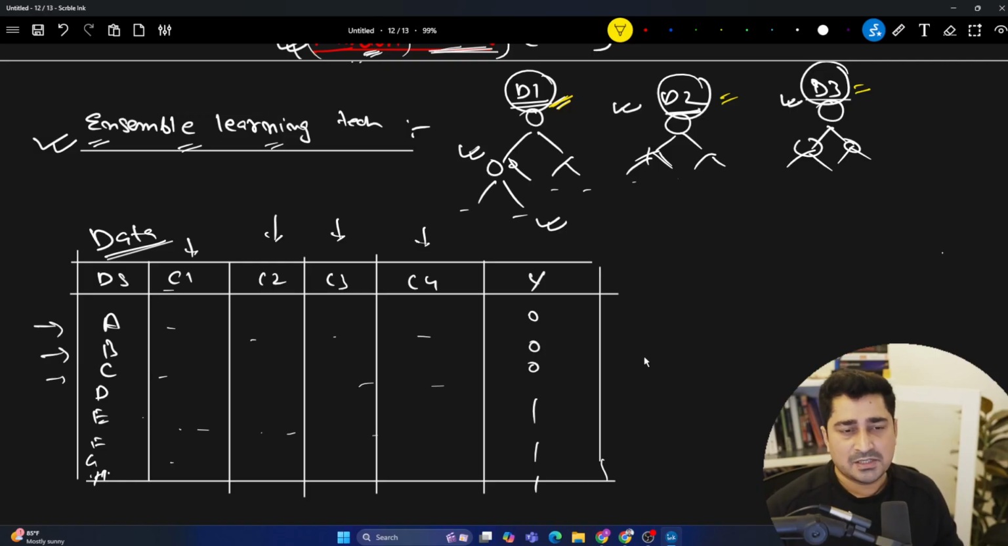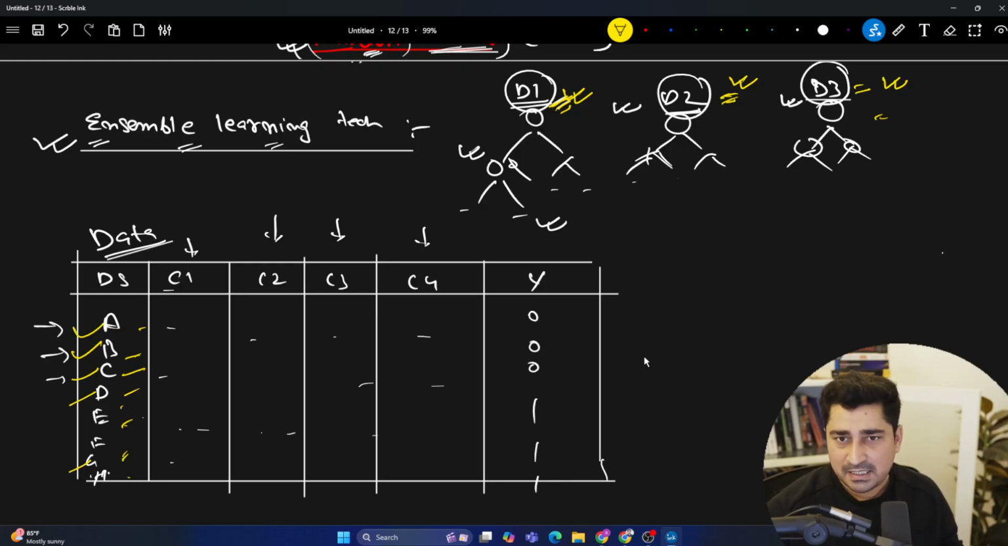Maybe it sends A, B, C, D and G to D1. Then to D2, it sends records B, C, D, E, F, G. To D3, maybe B, D, E, F, G, H. Something like that. It sends some records to this one, some records to this one, some records to this one.